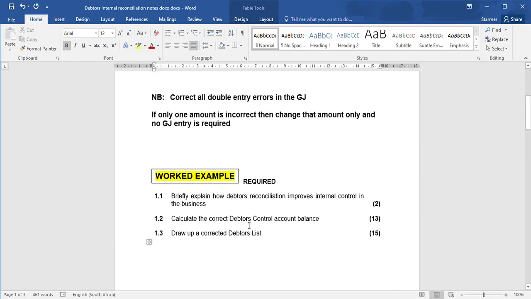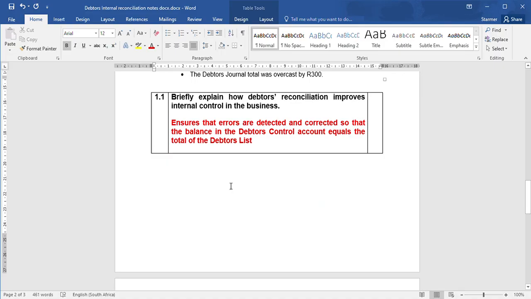First of all, what's required? The first thing they ask you is how debtors reconciliation improves internal control, and then we're going to do a reconciliation process between the debtors control account balance and the debtors list. Okay, starting off with the first one, you need to remember, as I said previously, you need to be able to detect errors in your books so that the balance in the debtors control account is the same as the total of the debtors list. In that way, you are maintaining good internal control because your balances or totals are actually correct.